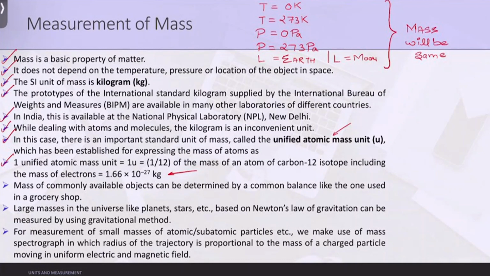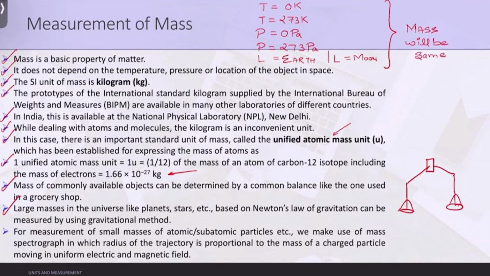Okay. Next thing is, mass of commonly available objects can be determined by a common balance like the one used in a grocery shop. You may have seen such things used in vegetable shops or grocery shops. So these balances can be used for the calculation of your weights, right? Large masses in the universe like planets, stars, etc., based on Newton's law of gravitation, can be measured by using gravitational methods. Okay, so large masses can be found out using gravitational methods, and small, commonly available objects can be measured using this common balance.